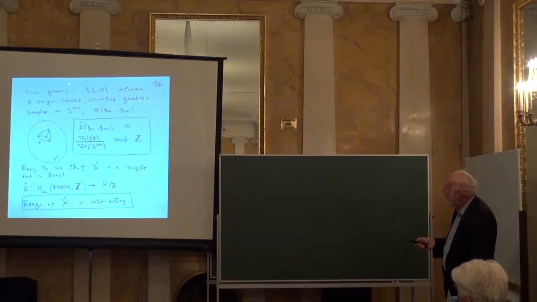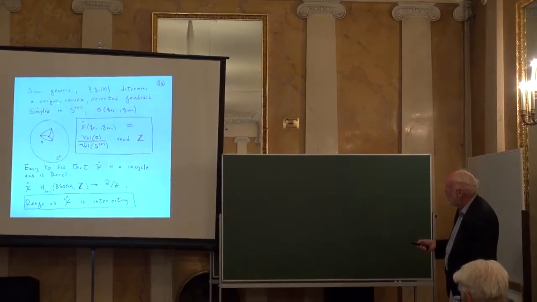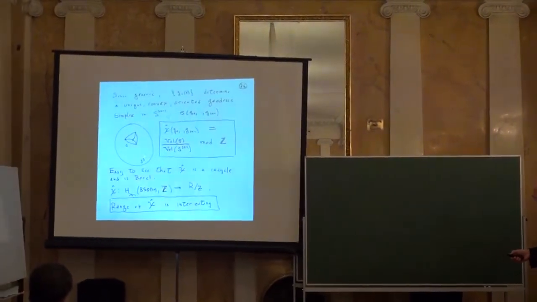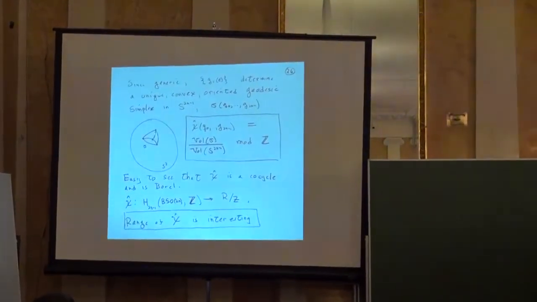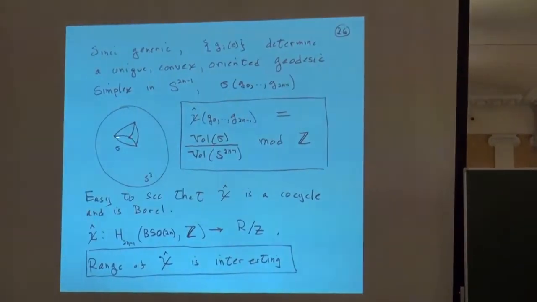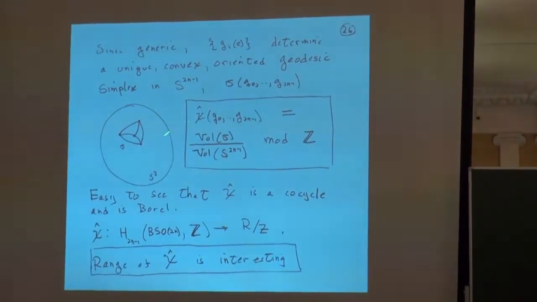So since they're generic, they determine a unique convex-oriented geodesic simplex in S^(2n-1). There it is. Here's S3, and here's a nice simplex with vertices on these four points, which were the images of these G0 through G(n-1).